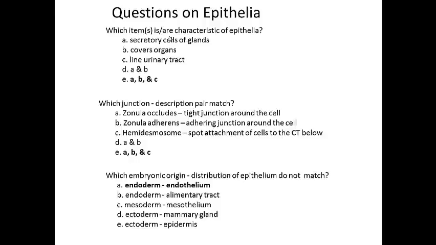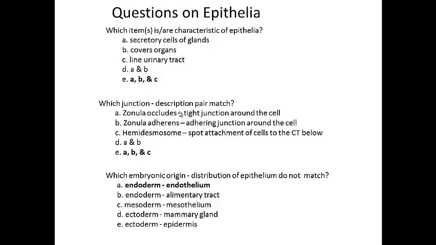Questions on epithelia. Which item is characteristic of epithelia? Secretory cells of glands? Yes. Cells cover organs? Yes. Line the urinary tract, lines all openings to the outside of the body? Yes. A, B, and C.